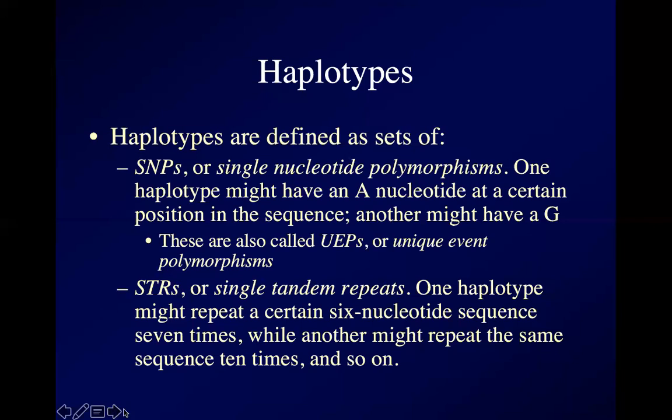These are important in forensics, by the way, because single tandem repeats are a major part of the CODIS database that the FBI collects on people. When you do DNA fingerprinting, you can match a DNA sample to a person based on the numbers of single tandem repeats at points all through the genome, not just the Y.